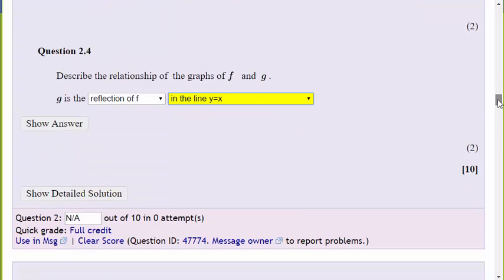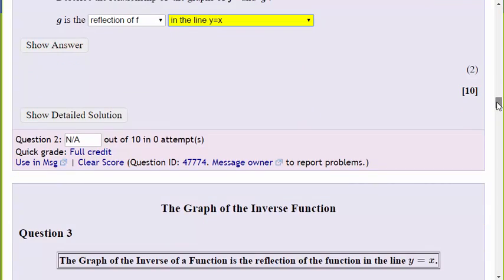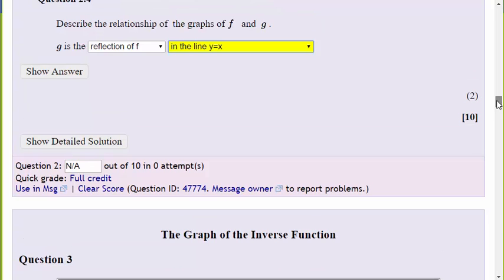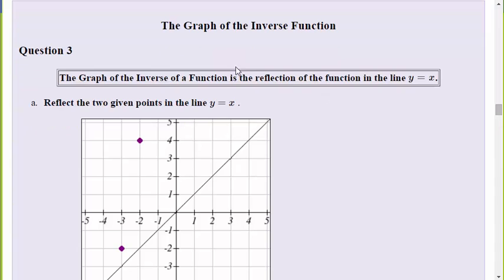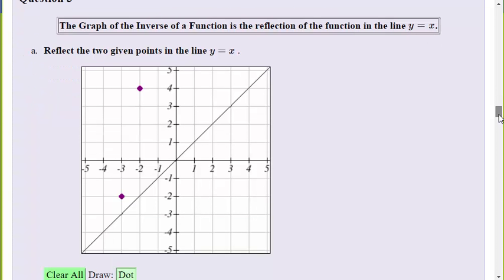Okay, so this isn't called an investigation because we discover what the answer is. We don't know what the answer is. We're discovering what inverses are. Now that's why in question 3 we give you the answer, the graph of the inverse. The graph of the inverse of a function is the reflection of the function in the line y is equal to x. Okay, so now we tell you what it is.